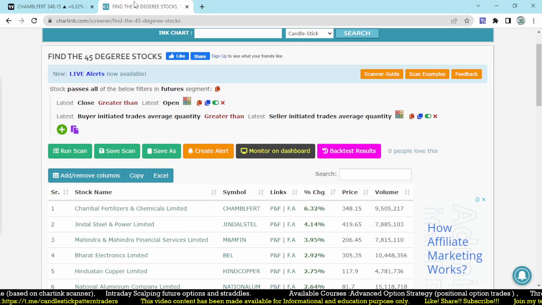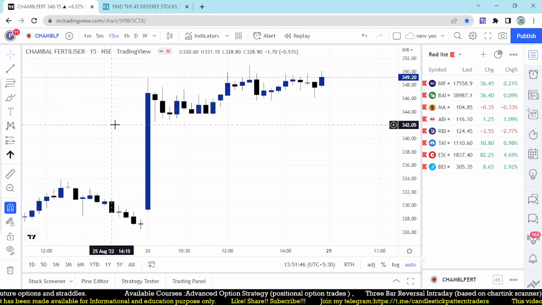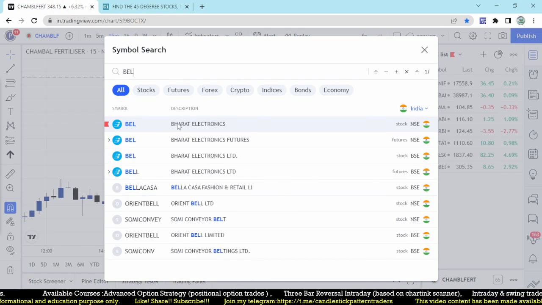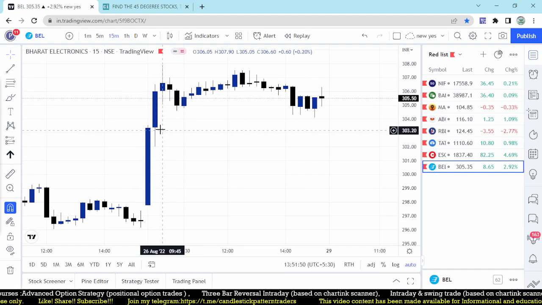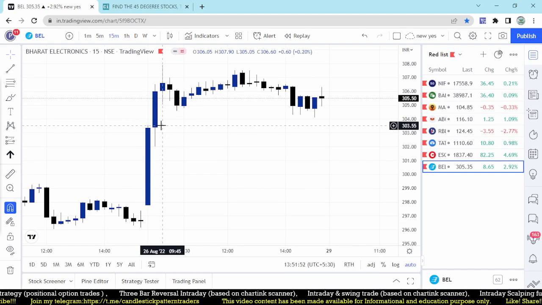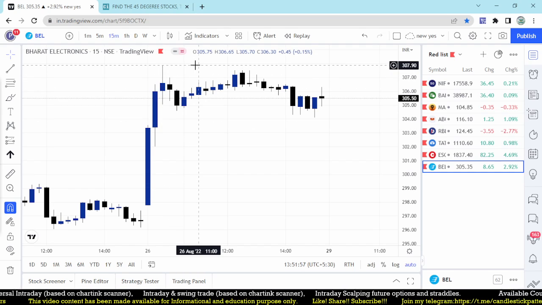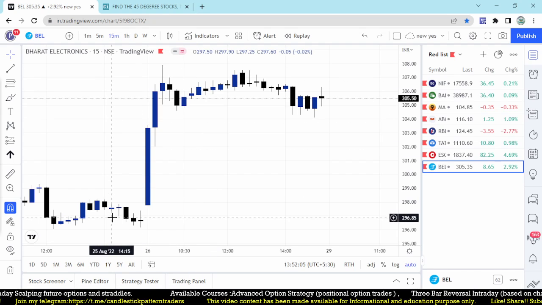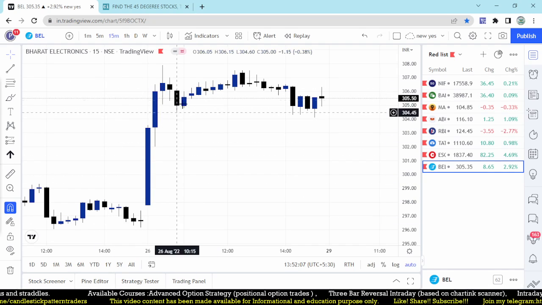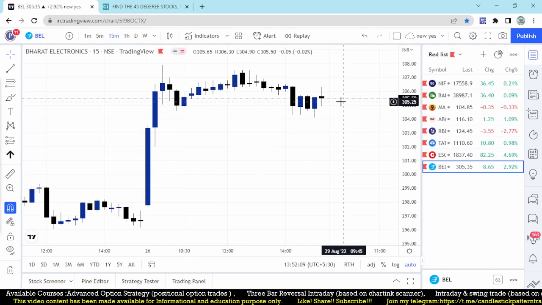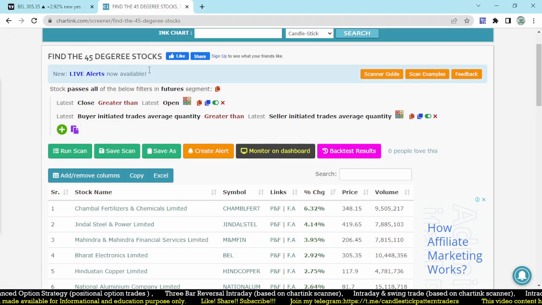But you see BEL and M&M Finance. I saw BEL only; I do not remember whether I found M&M Finance or not. In the first 15 minutes, it broke around 303 and went up to 307, some 4 rupees. That is for an intraday trade, right? So from this list, if you have any stocks, you can find them. We are expecting a 45-degree move. It moves quickly, and after that it's very flat, right? But you can apply that strategy.